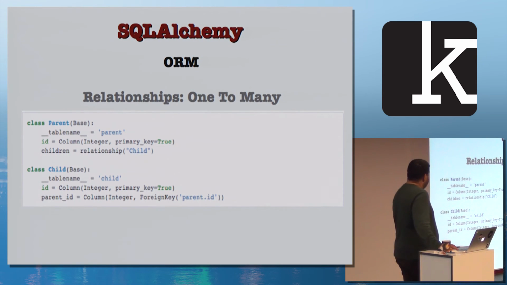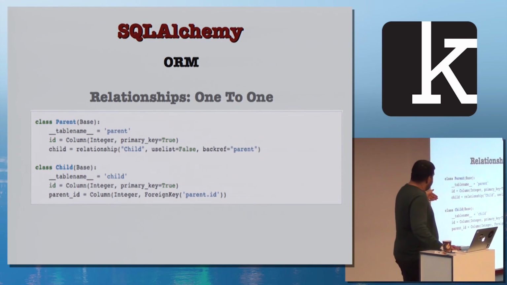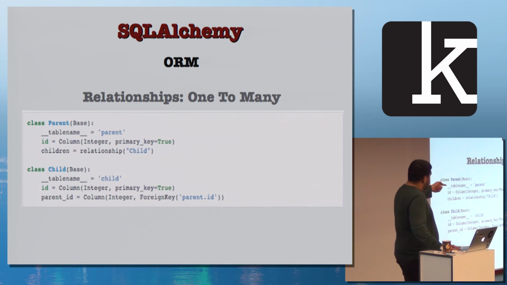In the first example, we define a parent ID and have the child class a parent, a relationship to parent. And in the parent object, we say you have children, and you are going to use the relationship with the child object. So two things you have to pay attention to. The first one is the foreign key. It has to be a foreign key. And the second one is the relationship class.